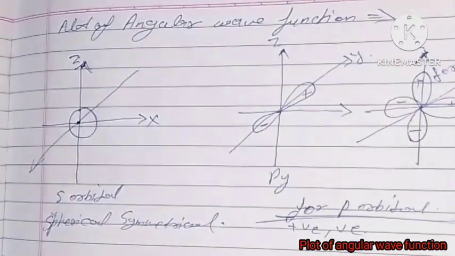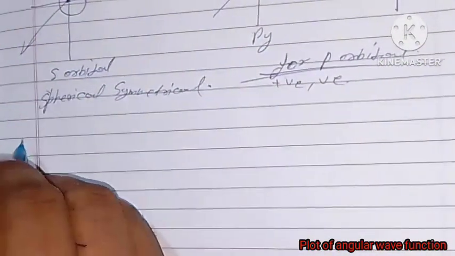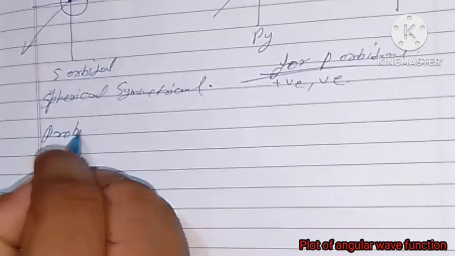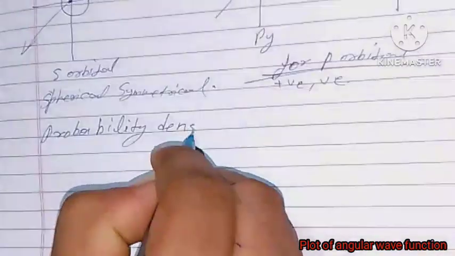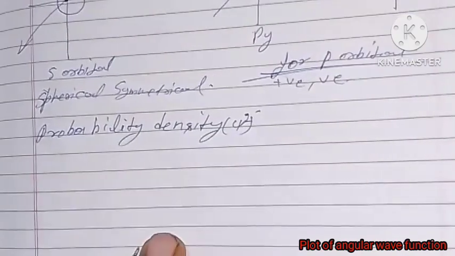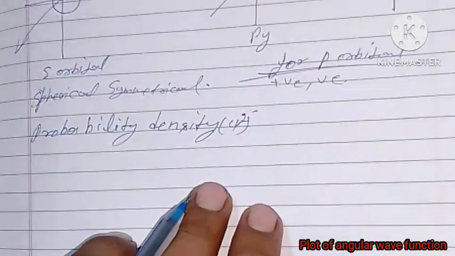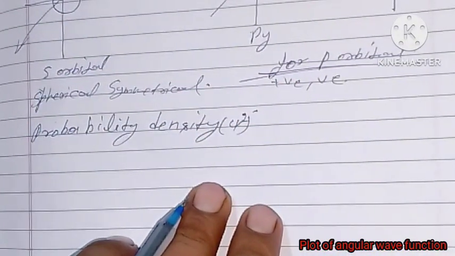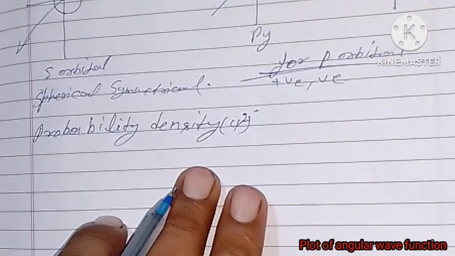Probability density. Psi square, the square of psi. The orbital wave function psi has no physical significance. There is no importance for the graph plotted between psi, but psi square has physical significance. Psi square is the measure of probability of finding the electron in unit volume.